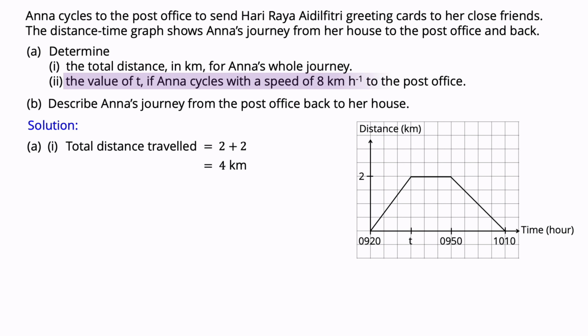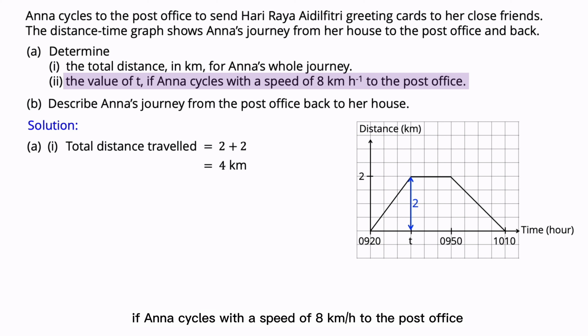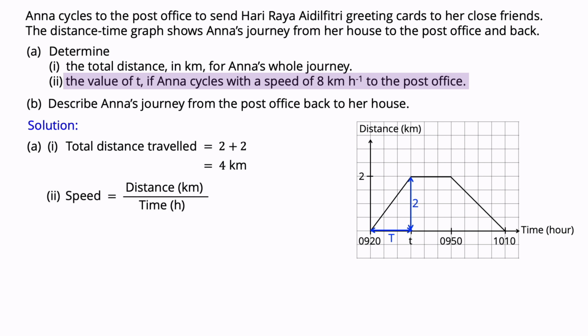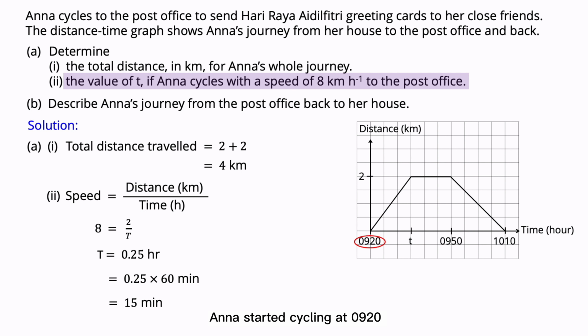Then, find the value of P if Anna cycles with a speed of 8 kilometers per hour to the post office. The post office is 2 kilometers away from Anna's house. If Anna cycles with a speed of 8 kilometers per hour to the post office, how long does she take to cycle to the post office? By using the formula of speed equals distance divided by time, 8 equals 2 divided by t. T equals 0.25 hours. Convert the hours to minutes. Multiply 0.25 by 60 minutes. That is 15 minutes. Anna starts cycling at 9:20, and it took her 15 minutes to get to the post office, which reached 9:35. Start from 9:20 plus 15 minutes equals 9:35.